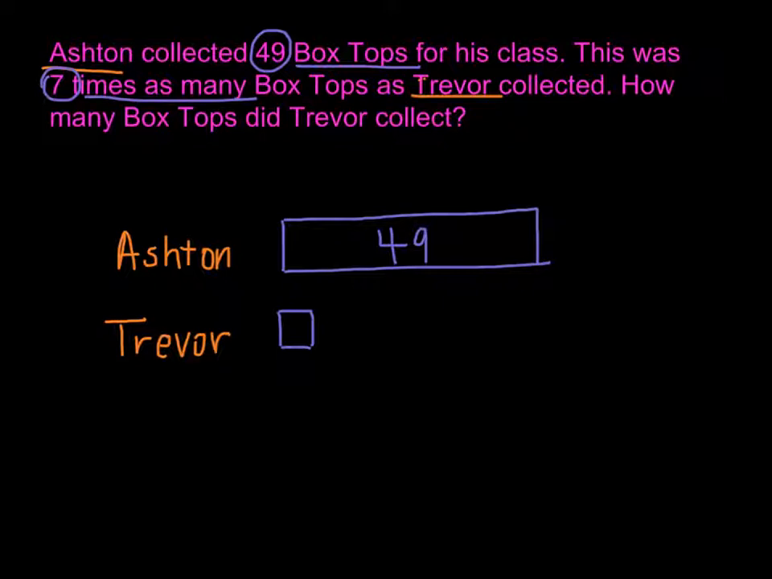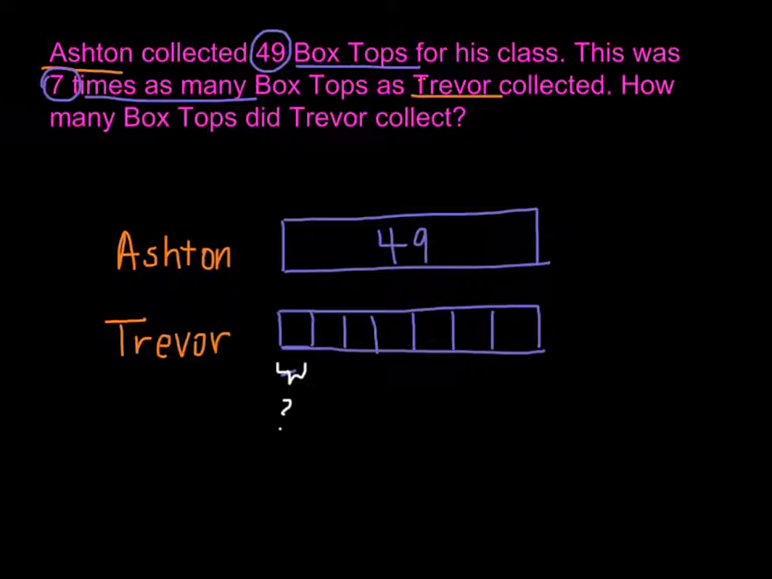So, if you're looking at a division situation for this, you would have your bars, and you're looking for one section out of 7. So hopefully I can get pretty close to 7 equal sections. That's 2, 3, 4, 5, 6, 7. Okay, so I'm looking for one of these equal-sized sections. Since I would have taken my bar and divided it into 7 equal pieces, to figure out my answer, I need to take 49 and divide it by 7. And we know that 7 times 7 equals 49, so 49 divided by 7 equals 7. So Trevor collected 7 box tops.